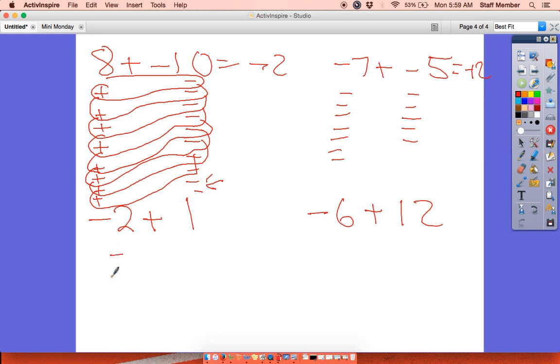Over here is a simple problem. I've got 2 negatives, 1 positive. Cancel out, make anything 0 that I can. This is what I'm left with. 1 negative, so it's negative 1.